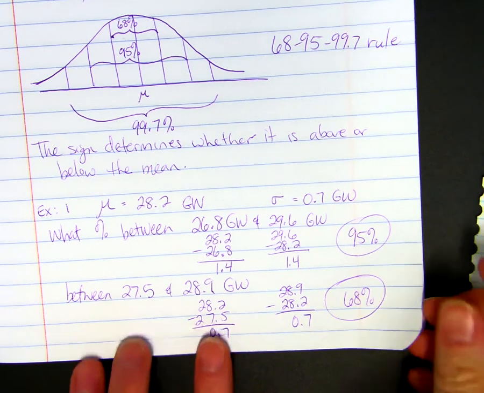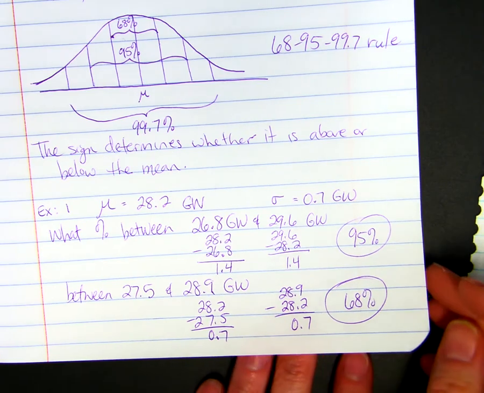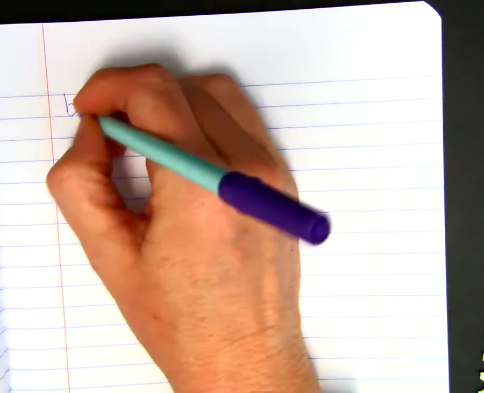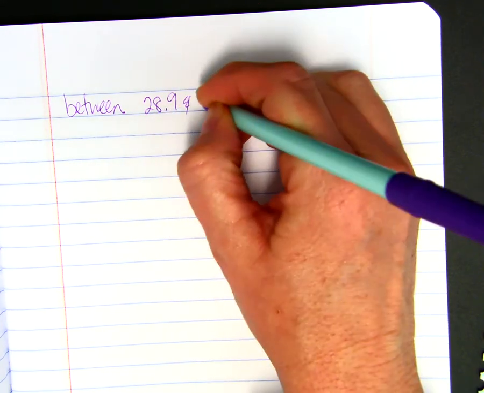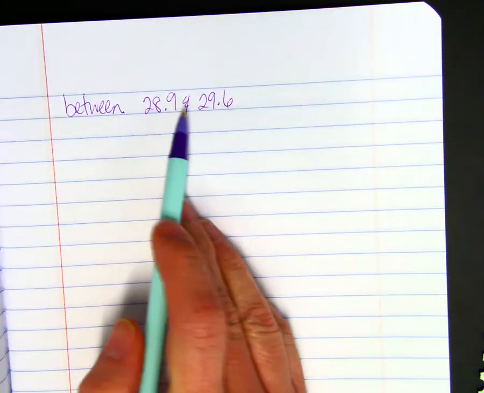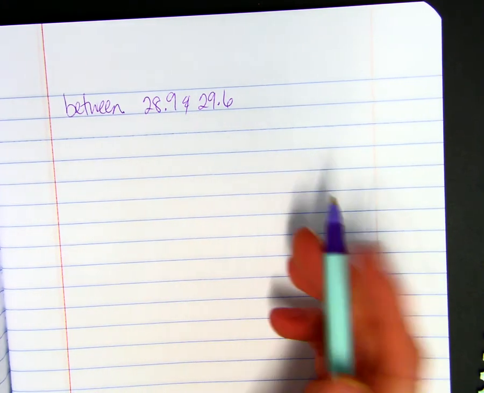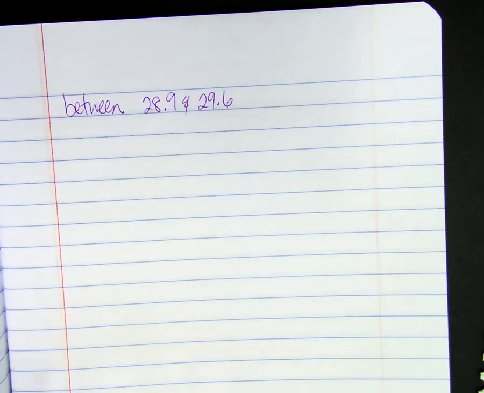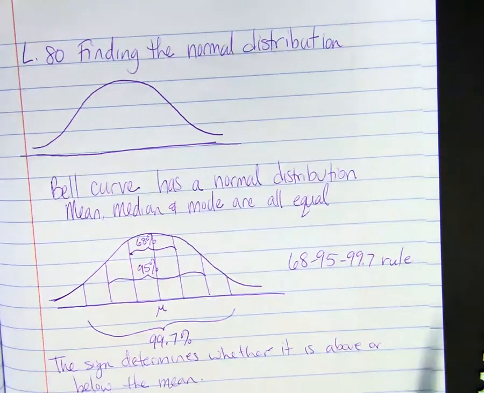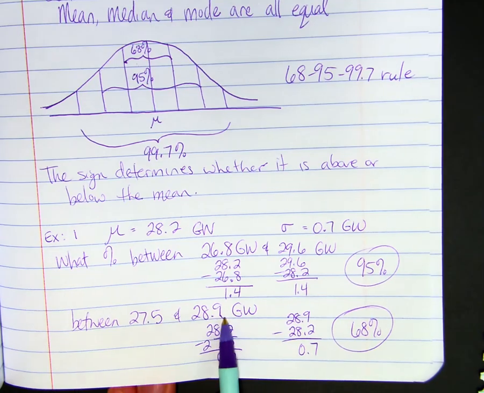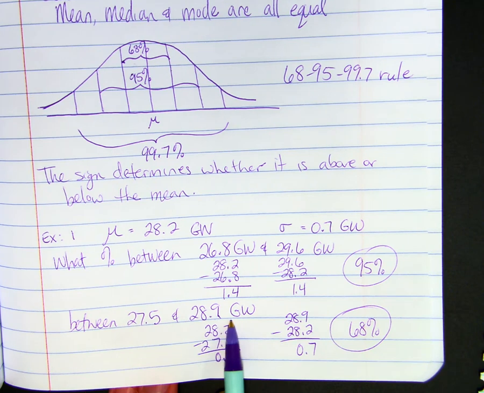And then I have another one. Shoot, I want to turn the page, but then I won't be able to look at my notes. So between 28.9 and 29.6, if you notice, these are both above the mean. So 28.9 was 1 standard deviation. We found that out before.